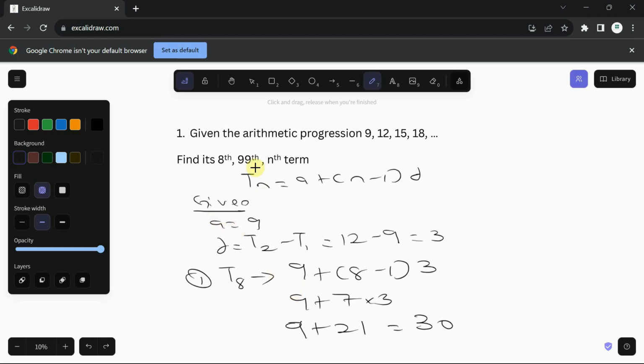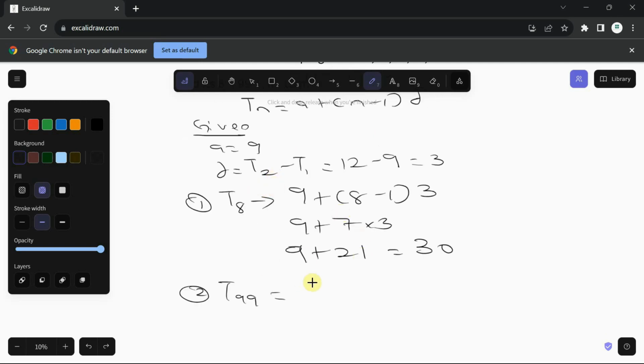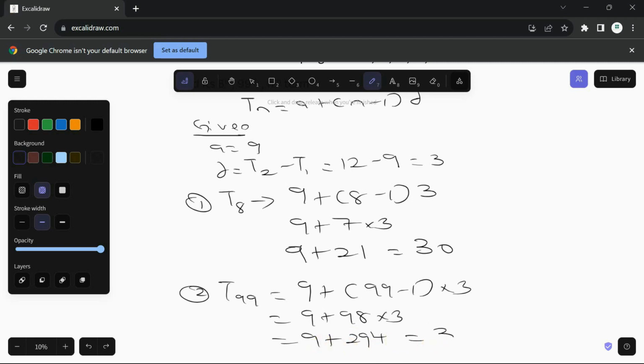Great. Next is to find our 99th term. So number 2, our T99, our formula is still a plus n minus 1 d, and our a is still 9. So this is 9 plus 99 minus 1 multiplied by 3. 99 minus 1 is 98, then times 3. You can use a calculator to solve this. 98 times 3 is 294. So 294 plus 9 gives you 303. So that means our T99 is 303.